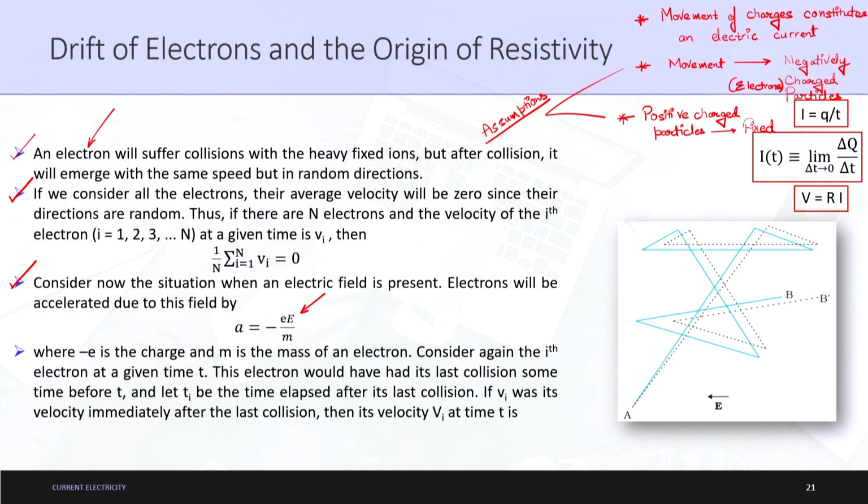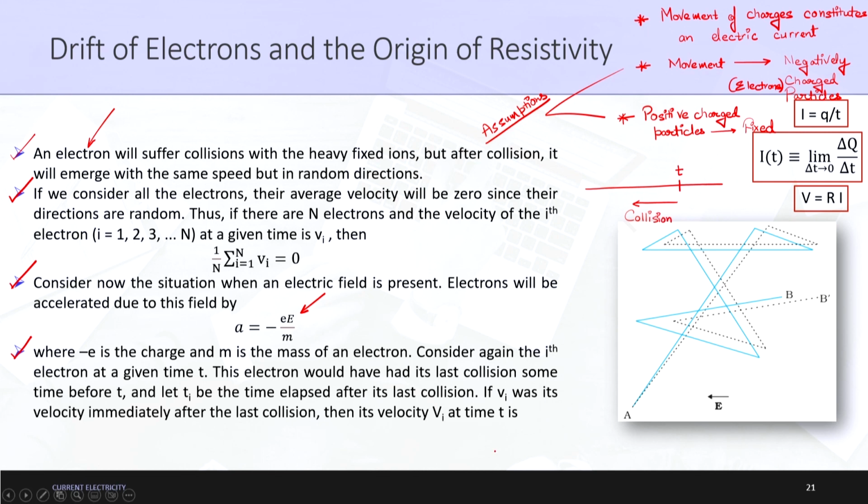Consider again the ith electron at a given time t. This electron would have had its last collision some time before t. So we are making a complete scenario to derive the concept of drift velocity here. So we are considering the ith particle, and at a given time t, the electron would have had its last collision some time before t. If I make a timeline like this, and this is the point at which we are now trying to define something, we are assuming that at some point before this time t, there would have been a collision of this electron already.